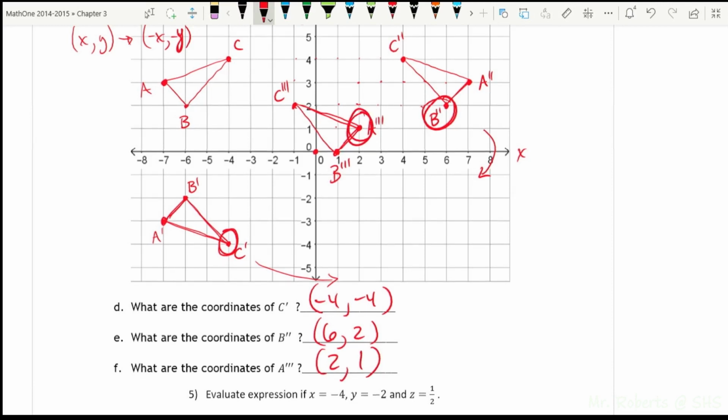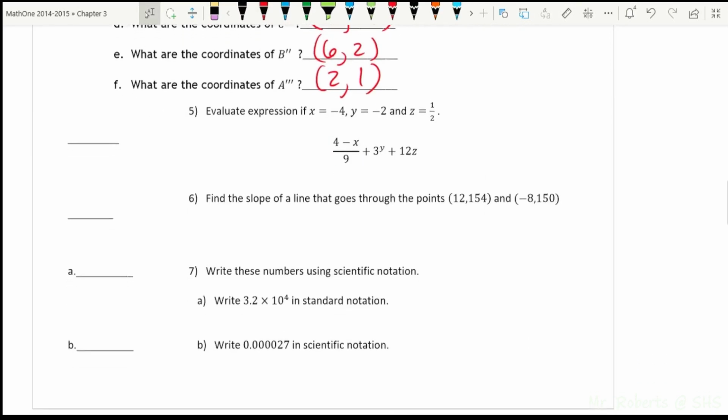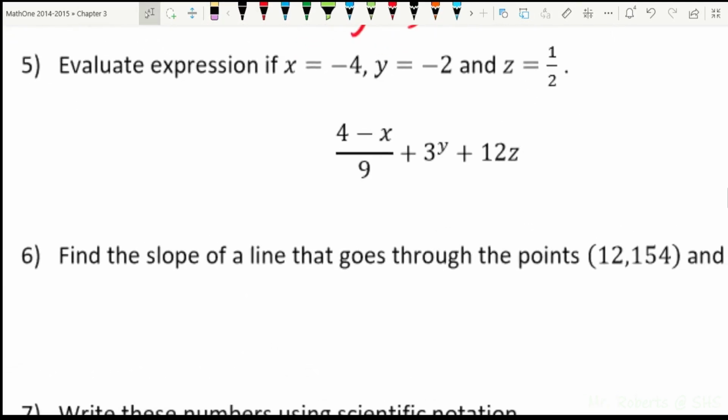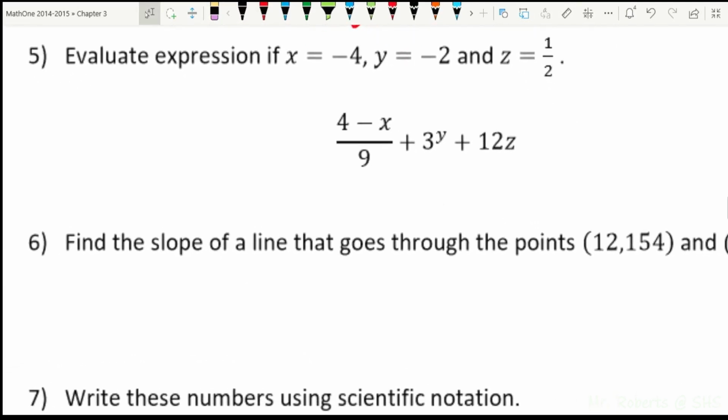All right, so we've done all three of those, and we identified some points. So we're now on to question number 5. Question 5 says, evaluate this expression if you have a value for A, for Y, and for Z.